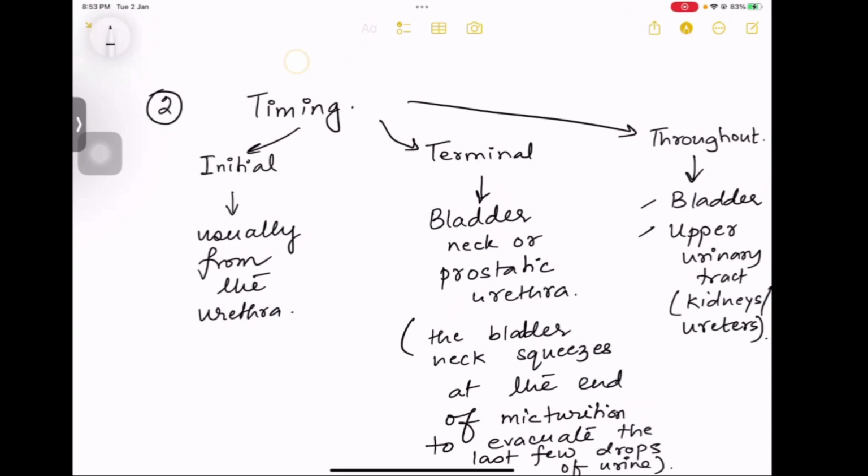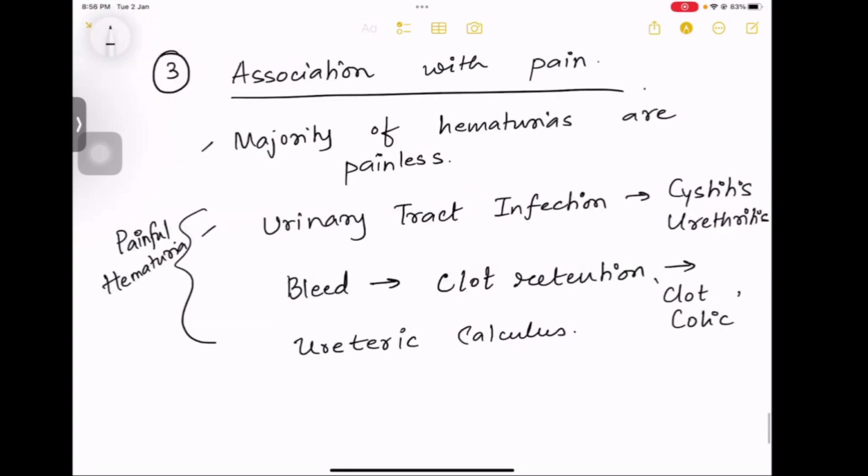Now, according to whether your hematuria is associated with pain or not. Most hematurias are painless, but they can be associated with pain. One is if there is a UTI like cystitis, that means inflammation of the urinary bladder, and urethritis, that means inflammation of the urethra. Or it can also be when there is a stone or a calculus in the ureter.